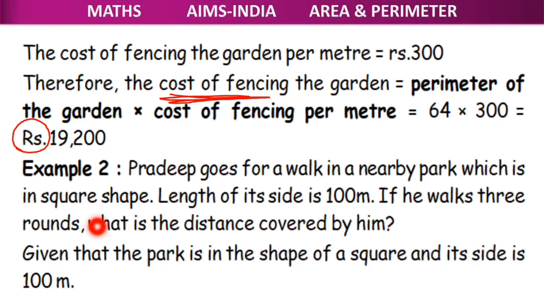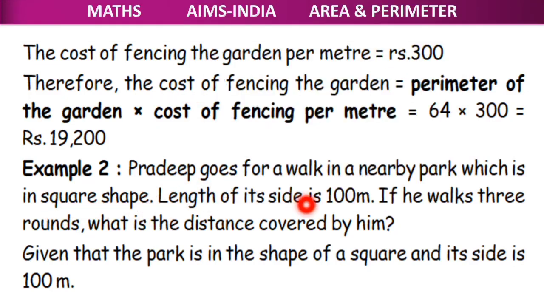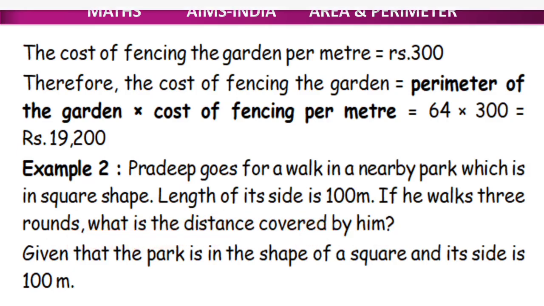Example 1 is clear. Coming to example 2. Pradeep goes for a walk in a nearby park which is in a square shape. Length of its side is 100 meters. If he walks 3 rounds, what is the distance covered by him?